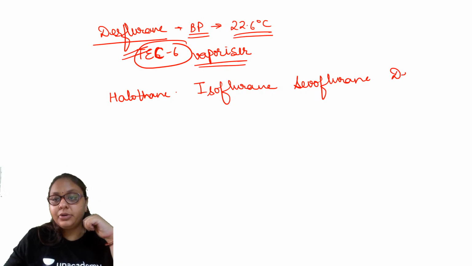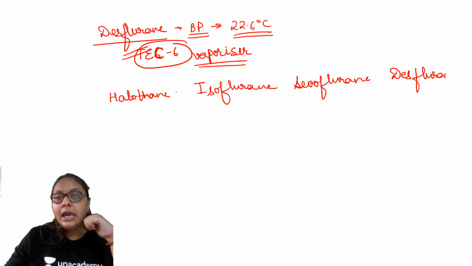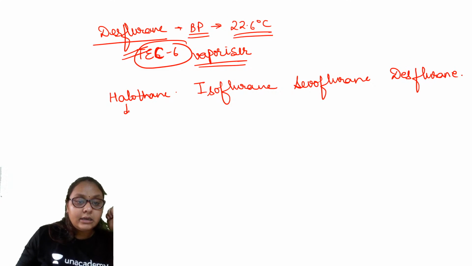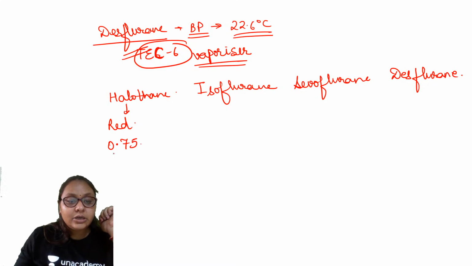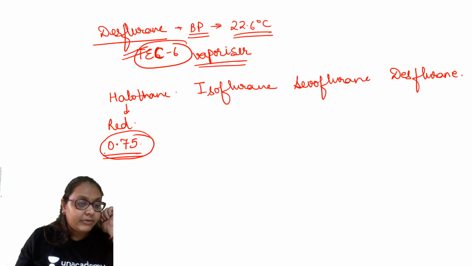and desflurane. ठीक है, हेलोथेन के वेपोराइजर का कलर क्या होता है? दैट इज रेड इन कलर. एंड व्हाट इज द मैक वैल्यू? मैक वैल्यू ऑफ हेलोथेन इज 0.75. The MAC value of halothane is 0.75.